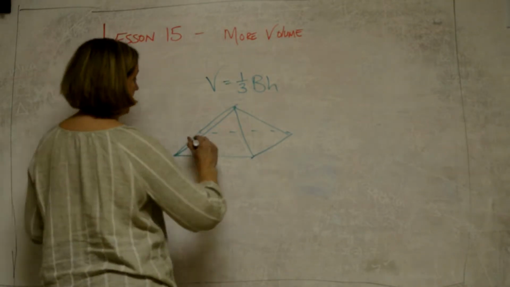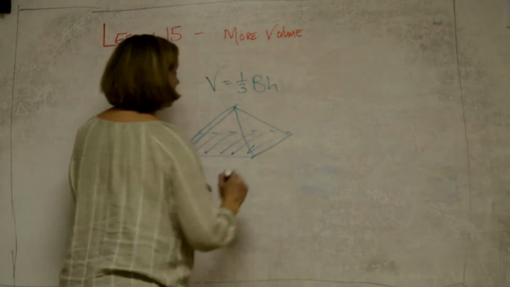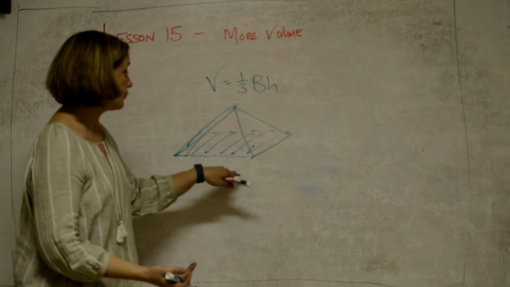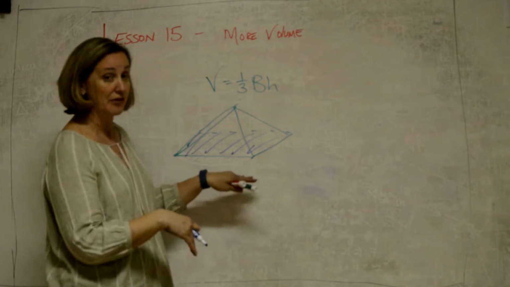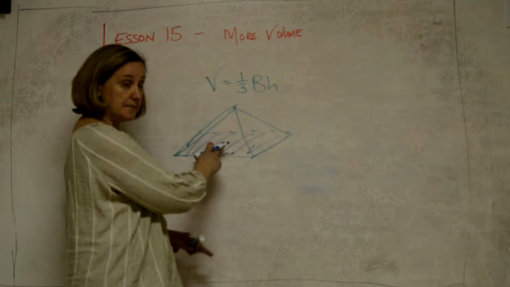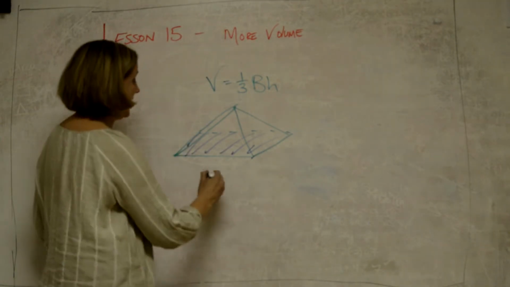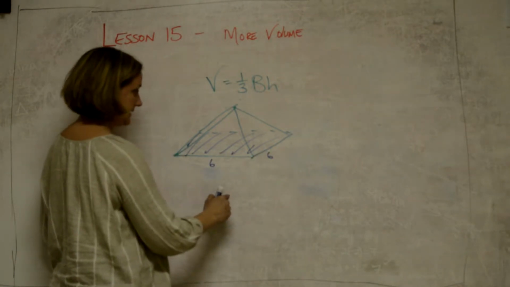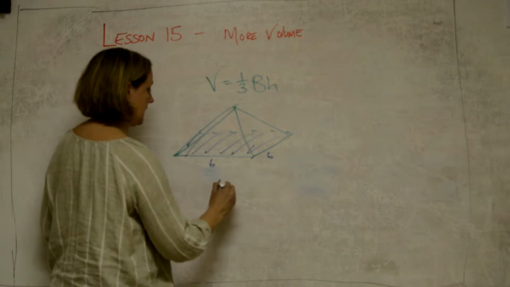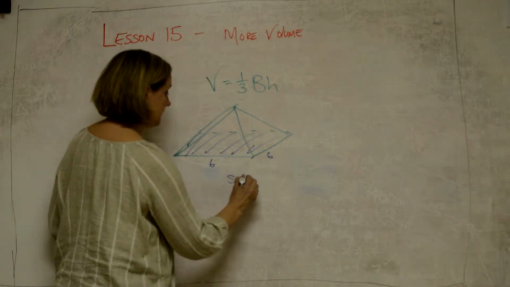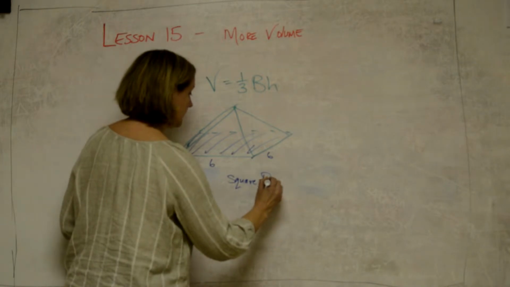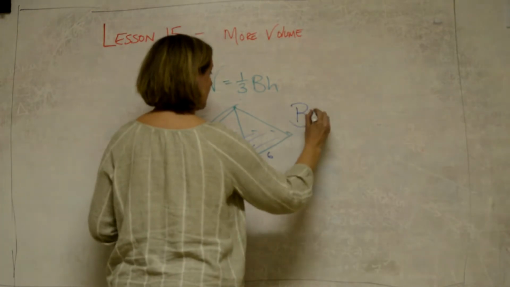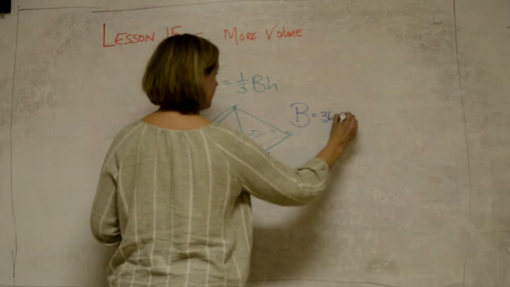Now here, for my pyramid, this is a square pyramid. You can have a rectangular pyramid. You can have a triangular pyramid, because just like prisms, pyramids are labeled by their base. So we look at the base and we use that to name it. So what I have here, if I say that this is 6 and this is 6, then this is a square pyramid. And I would say my base is equal to 36 units squared.